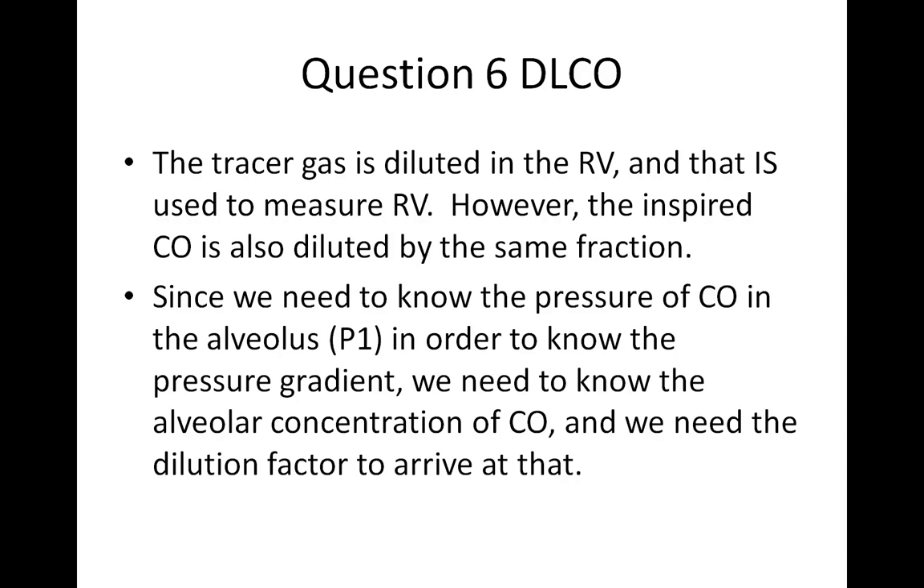And that's what's important, because remember, we're looking at how many milliliters per minute per millimeter of mercury are diffusing. We've got to know what the pressure of carbon monoxide in the alveolus is to determine the pressure gradient for diffusion. So the second half of that answer should be that we need to know how much the carbon monoxide is diluted in order to calculate the partial pressure of alveolar carbon monoxide, to be able to calculate the gradient. So that was the last question that people seemed to have the most problems with on my portion of the test.